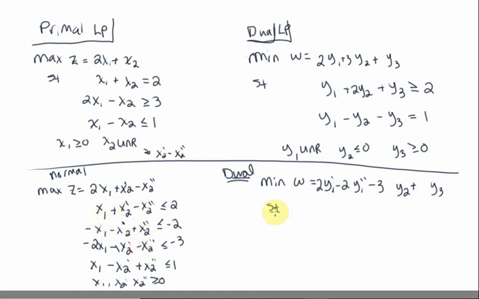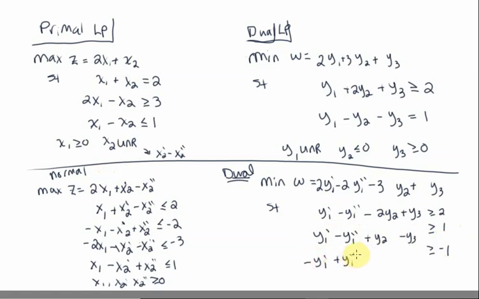Subject to. Transpose this, and we'll get y1 prime minus y1 double prime minus 2y2 plus y3 is greater than or equal to 2, because remember, now they're all going to be greater than or equal to's. And what am I going to have? 2, 1, and -1. Because I made this normal, so writing the dual is actually really easy. So y1 prime minus y1 double prime plus y2 minus y3, and then finally -y1 prime plus y1 double prime minus y2 plus y3, and all the variables, I'm just going to lazily write it this way, yi's are all non-negative.